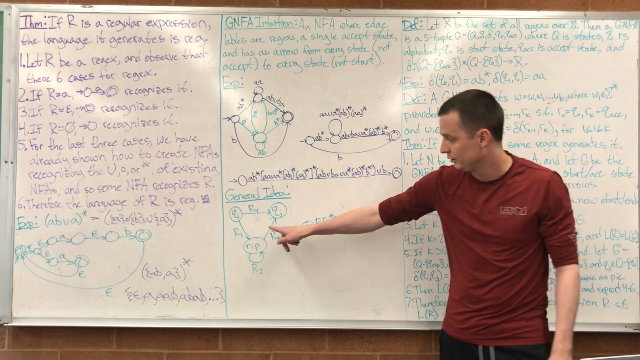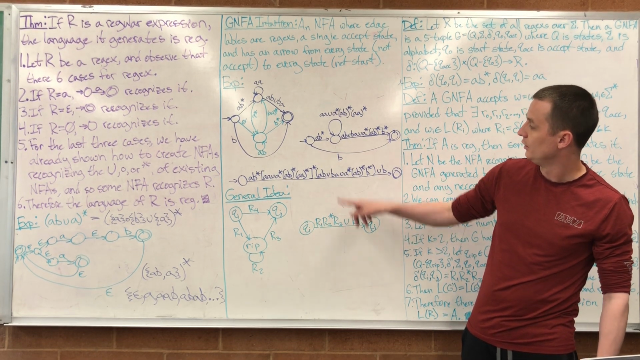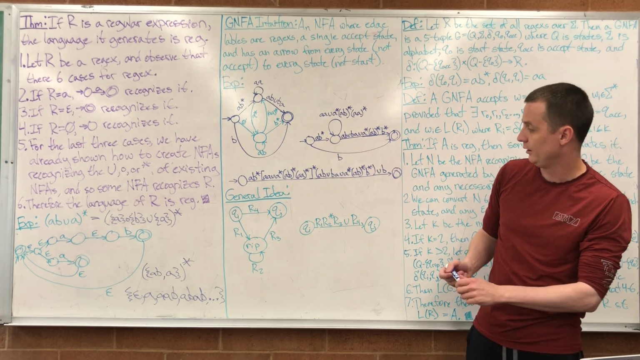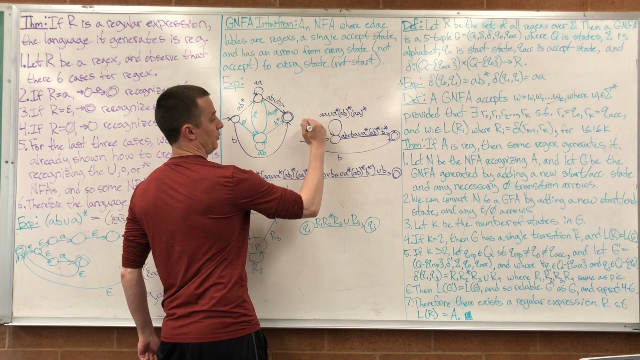So in general, you have a process like this, and you convert to this, and that's what we did over and over again. Here's an example right here. This AB star is the same thing as R1.